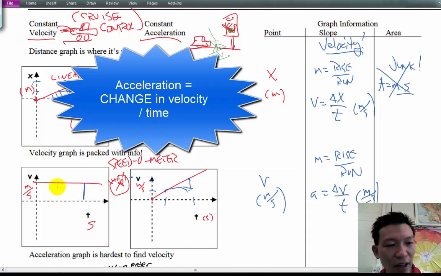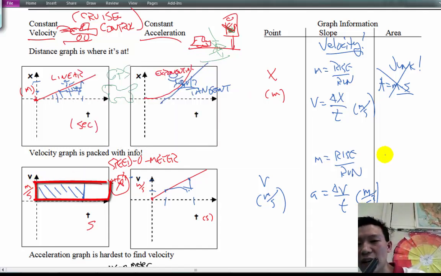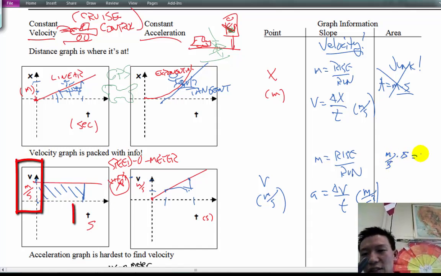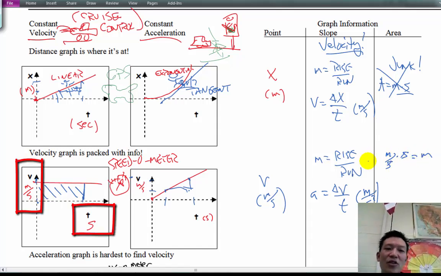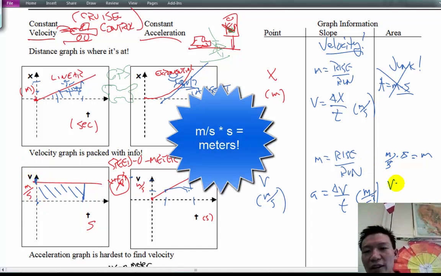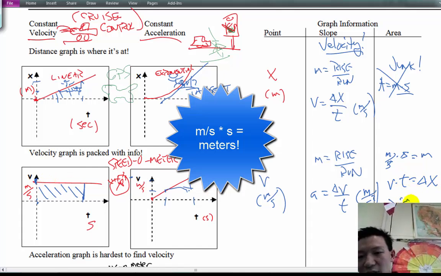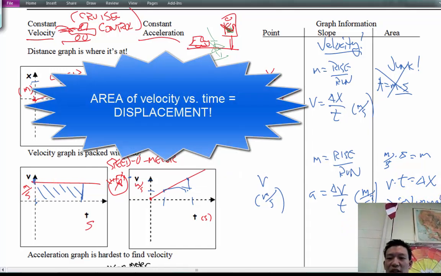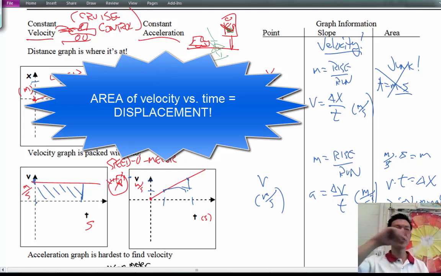You see that? Finally, if you take the area under a velocity time graph, let's take the area underneath here. The area, how do you find the area of a rectangle? Area of a rectangle, it's just length times width. Okay, so the length here is in meters per second. The width is in seconds. Hey, wait a second, that's just meters. You see that? So a little trick is your meters per second is your velocity, how fast you were going, times your time. That's your displacement.